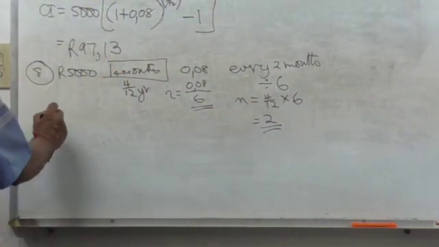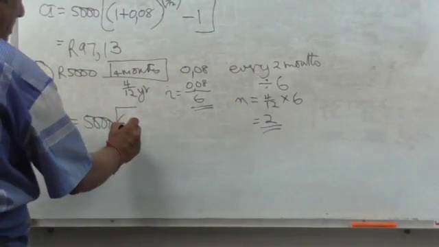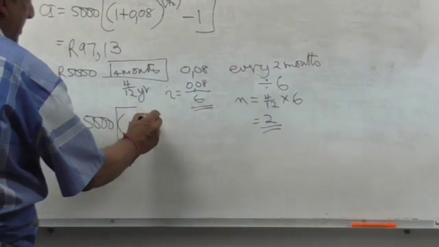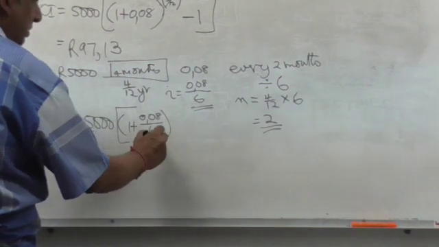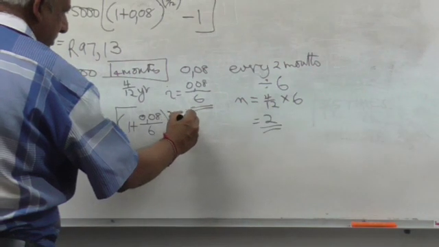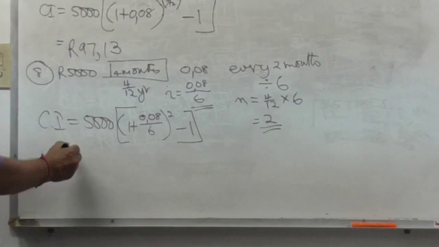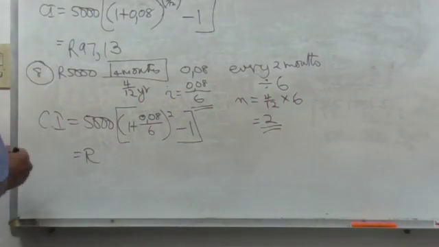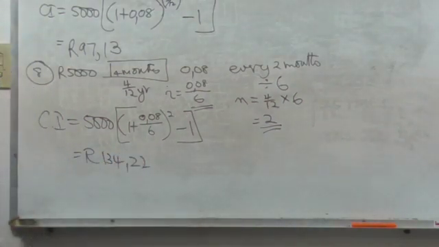So your compound interest is equal to 5,000 into 1 plus 0,08 all over 6. That's there. And the n is 2 minus 1 and close it. So you put this part in the calculator and you end up with the answer 134,22. Alright, we'll give you a few seconds to have a look at that and to see how it's done.